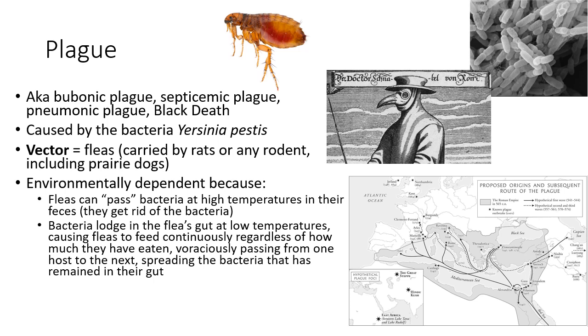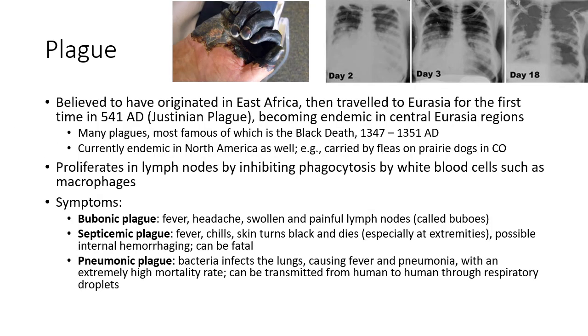Now, this is environmentally dependent because the fleas can pass the bacteria at high temperature, meaning that they get rid of the bacteria in their feces, but the bacteria are going to lodge in their gut at low temperatures. It's going to make them feel like they're constantly hungry. The fleas are going to be constantly hungry, and they're going to bite more and more and more people. And because that bacteria is in their gut, they're going to inject people with that bacteria, or the bacteria is going to infect the person's wound around the mouth parts of the flea, and they're going to infect the person with the bacteria and cause plague.